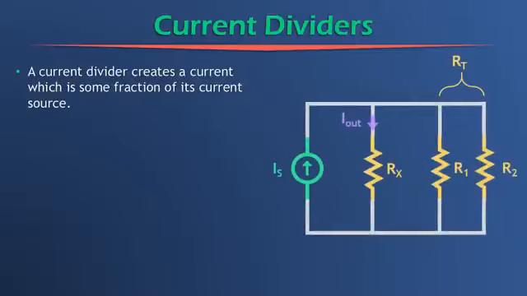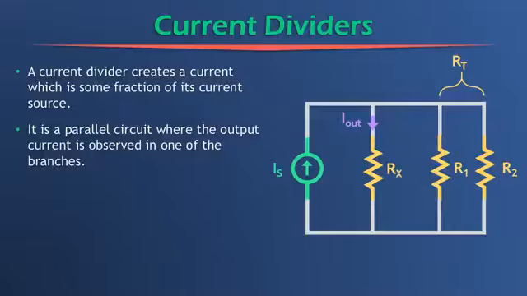And this is what one looks like. This is the general form, the general schematic of a current divider. And a current divider is a parallel circuit where the output current is observed in one of its branches. So in this case, it's the current through the branch consisting of Rx, the current I out going through this branch. And so the first step to finding I out is to first find this value RT.